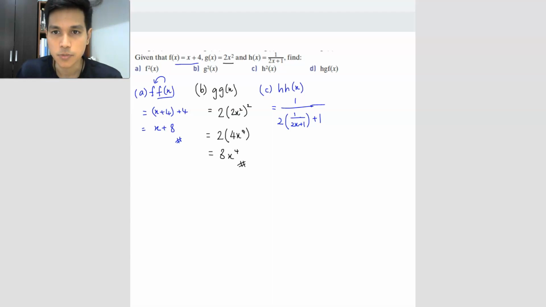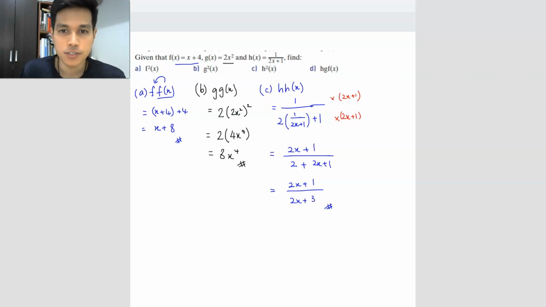But what we can do is multiply by 2x plus 1 on top and bottom. Why am I doing that? So that I can eliminate the 2x plus 1. So I get 2x plus 1 over 2 plus 2x plus 1. Okay, so your answer is 2x plus 1 over 2x plus 3.